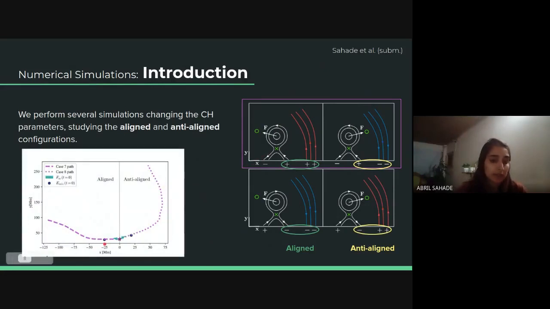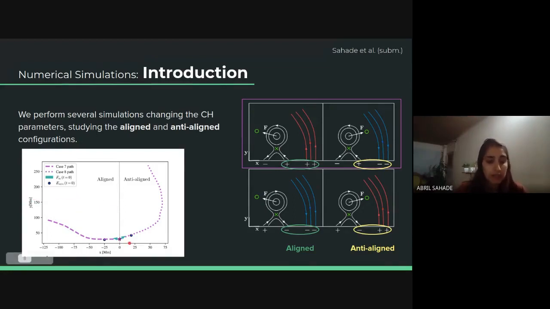Well, here is an example of one of those cases that we simulate. We have the star that represents the initial flux rope position. The arrows represent the initial magnetic force over the flux rope. The dots are the initial position of the magnetic null points, and in purple is the trajectory. So we see that the aligned trajectory goes towards the null point and afterwards continues its path.